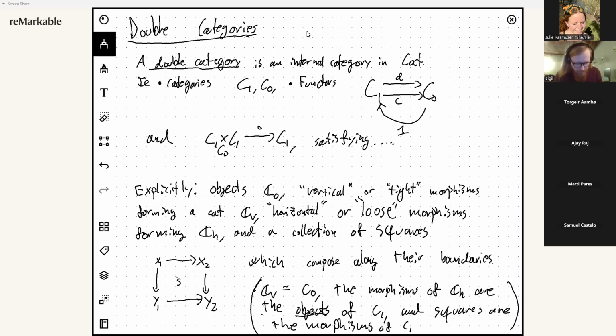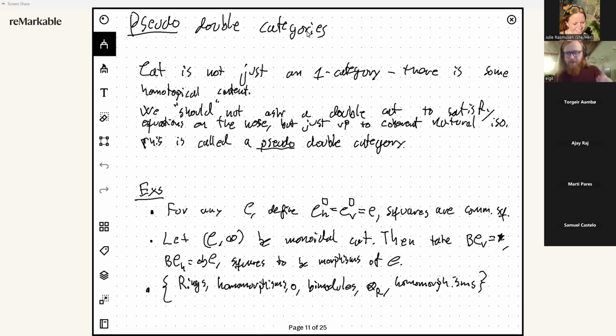There's a lot of examples of these. Oh, sorry. It's something called a pseudo double category, because obviously when I said the double category has to satisfy some equations, everyone says, what's some equations? Structures inside the category of categories shouldn't satisfy equations. They should only satisfy coherent natural isomorphisms. I shouldn't ask for composition to be associative. I should only ask for it to be associative up to some coherent two cell.